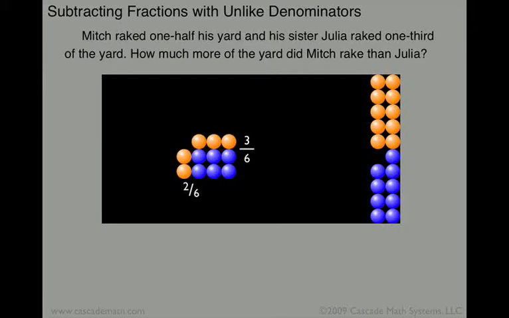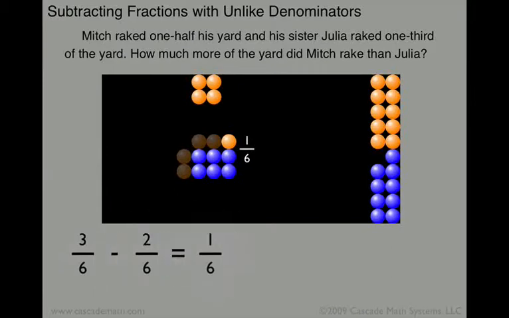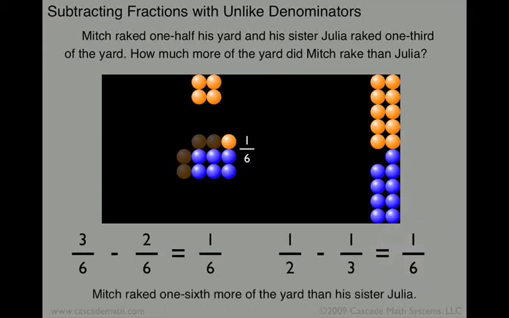Since the fractions are now written with a common denominator, or unit, we can subtract the smaller numerator from the larger one. As we can see, 3/6 minus 2/6 equals 1/6. 3/6 minus 2/6 equals 1/6 is the same as 1/2 minus 1/3 equals 1/6. Mitch raked 1/6 more of the yard than his sister Julia.